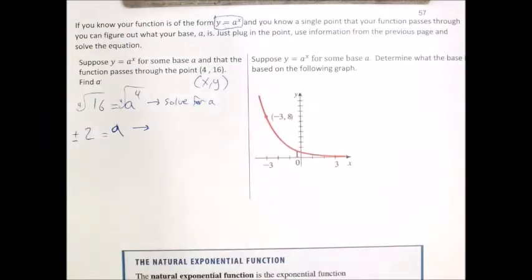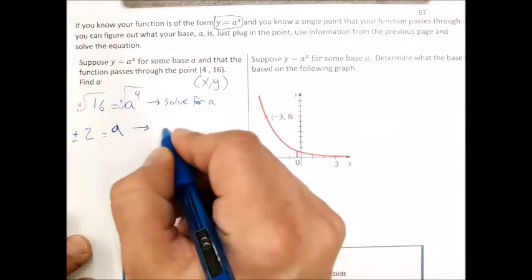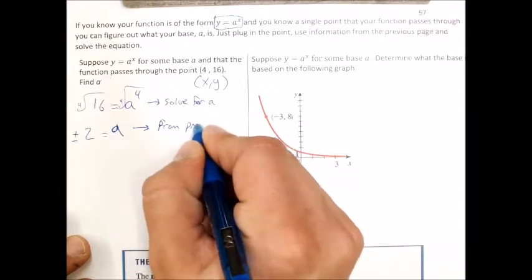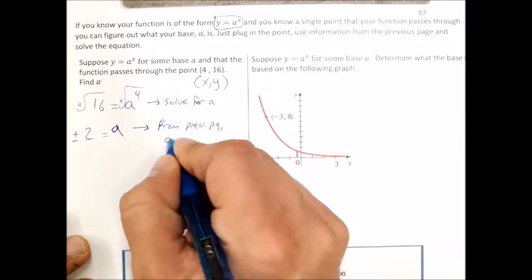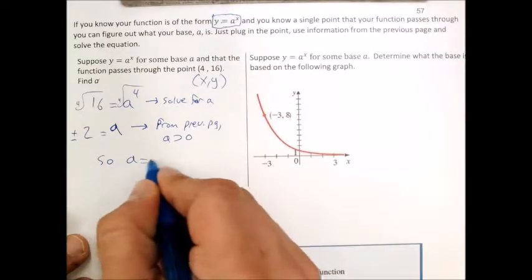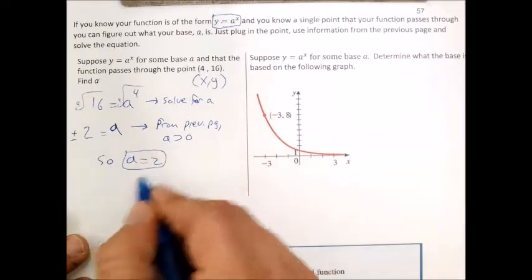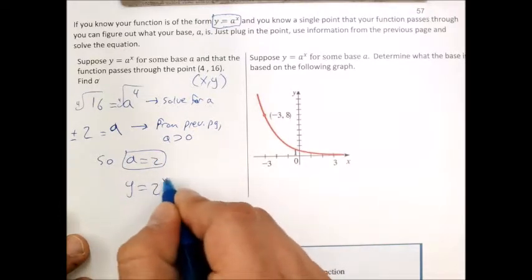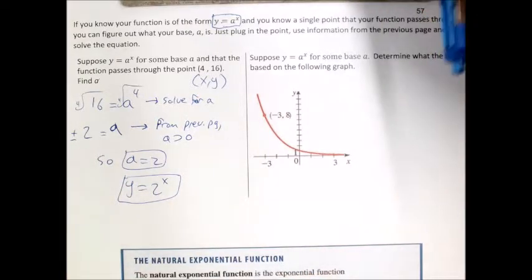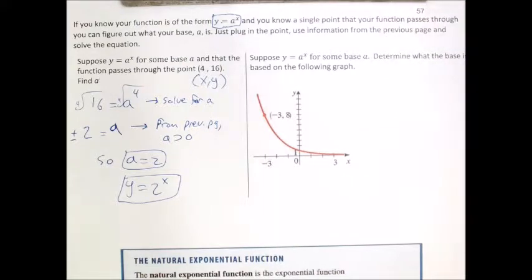We always think about the base as being positive. And so we know that A has to be positive, so from the previous page, A has to be positive, and so we choose the positive one. So A equals positive 2, and our function is y equals 2 to the x. Alright, so if we know one point it goes through, we can figure out what the base is. That's one way to do these kind of problems, or one type of problem you might see.